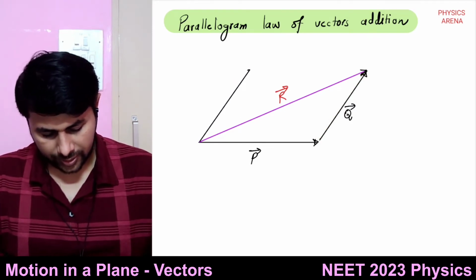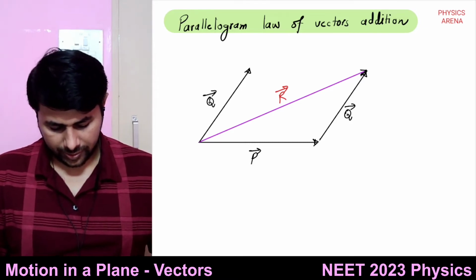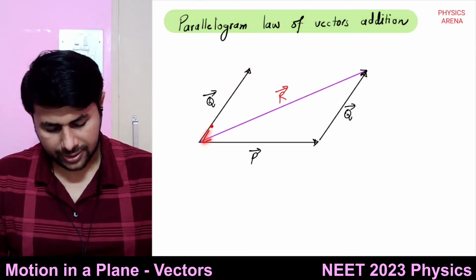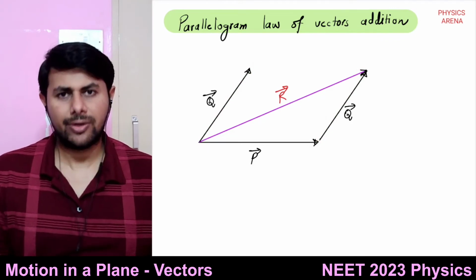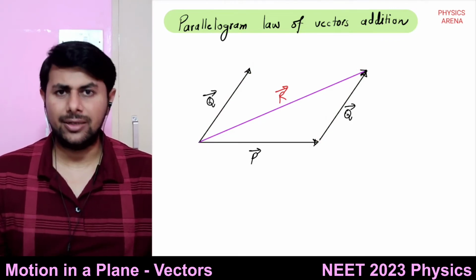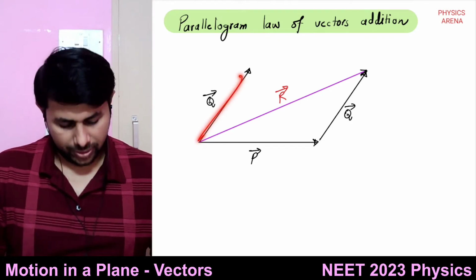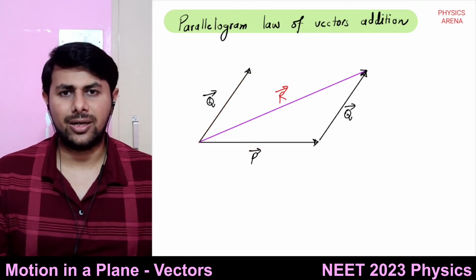Okay, so this is my q bar. Now see, this is the vector having the same magnitude and directed in the same direction. Equal vectors can be directed in the same line or they can be parallel to each other. So this is q bar. So p bar plus q bar gives me what? It gives me r bar.